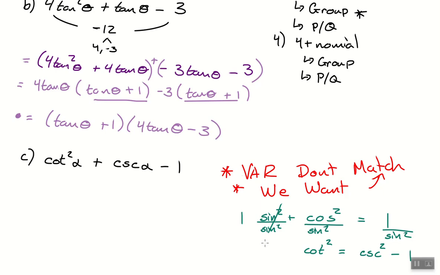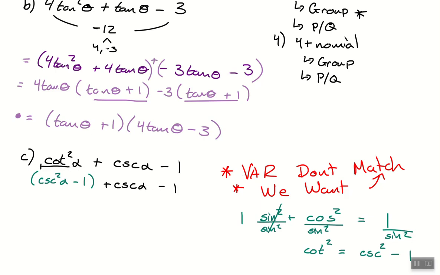Can I replace cotangent squared with cosecant squared minus 1? So let's do that. I'm going to use this identity. We're going to replace this with cosecant squared alpha, and I'll do it in 2 steps, minus 1. And then I'll just keep this other one black, plus cosecant alpha minus 1.